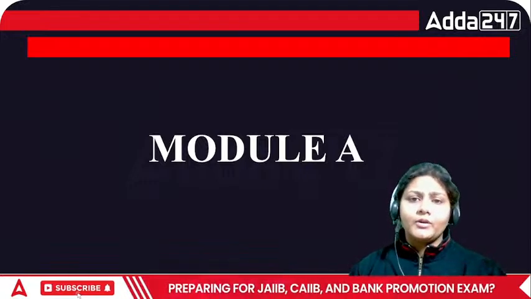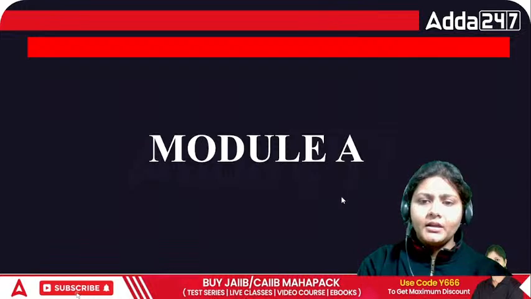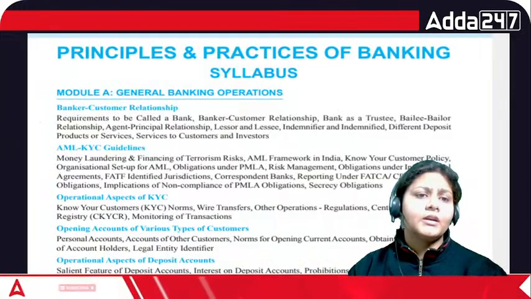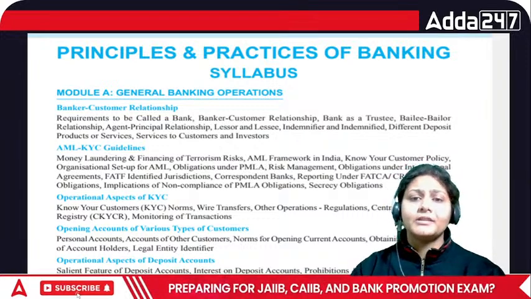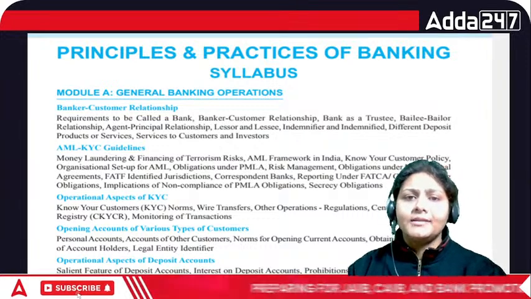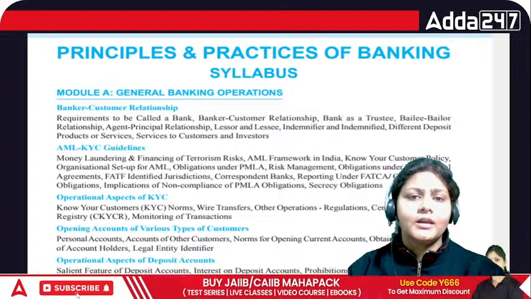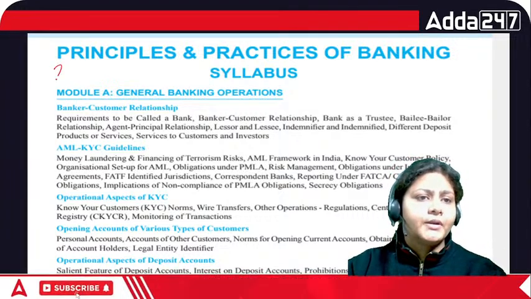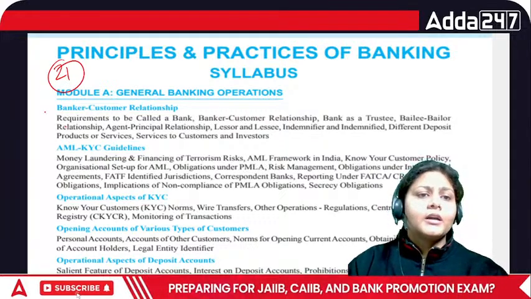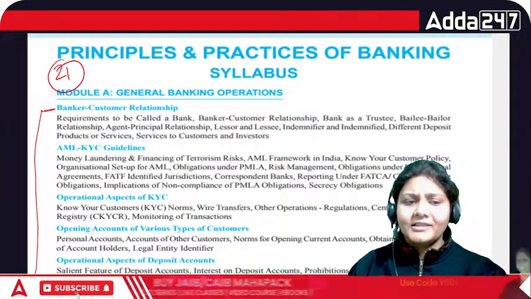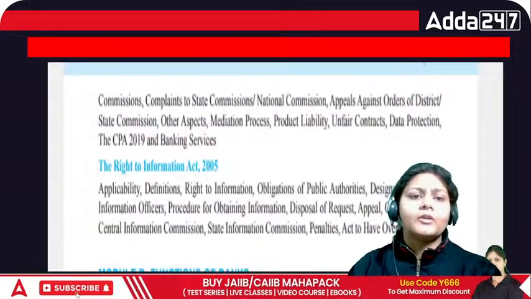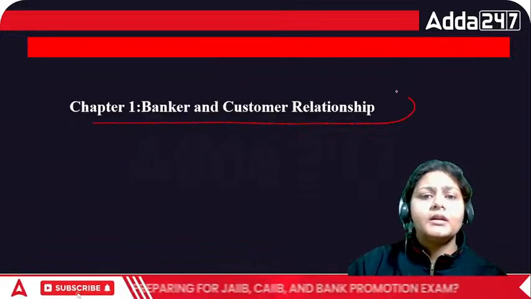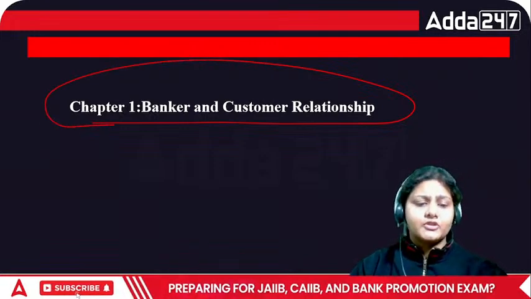So today we are going to start module A, right? And I have already explained to you what the syllabus is and what the total number of chapters is in your module A. In total there are 21 chapters. I have already explained the complete syllabus. Now today we are going to start chapter number 1, that is banker and customer relationship.